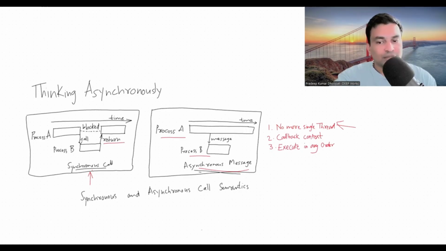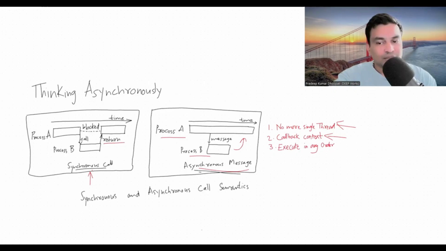The second implication is that when process A sends a message to process B, and process B sends an acknowledgement or a response back to process A, process A should have some context in which that message was sent, and it should be able to correlate that response with the original request that was sent. So this needs additional thinking and design implications to be kept in mind.